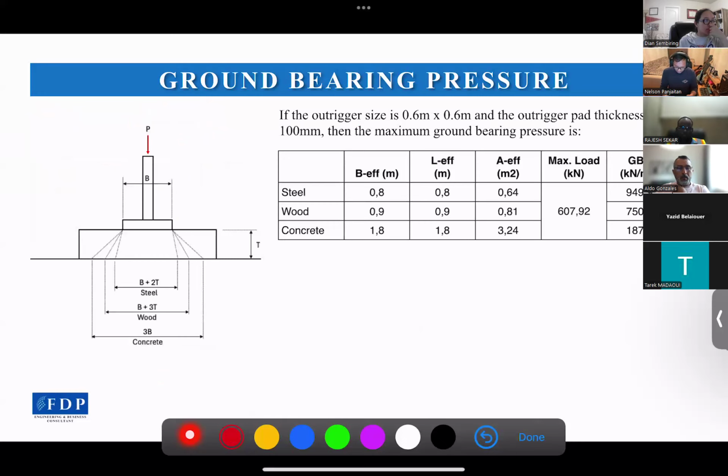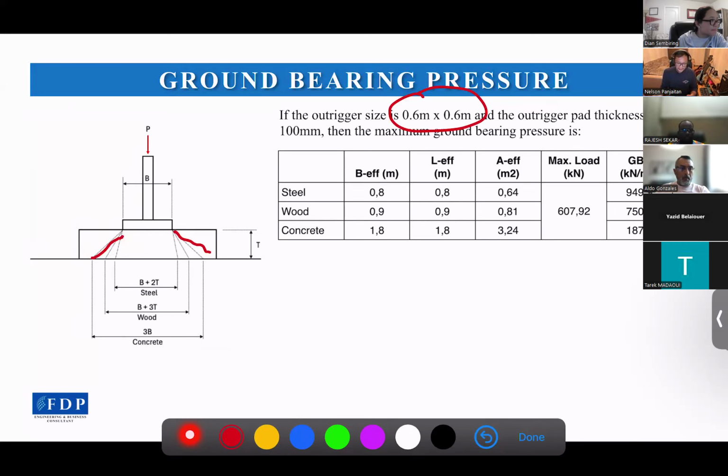Now, once we've got the outrigger forces, we can check the ground bearing pressure. It is simply done by using the formula force divided by bearing area. In this case, the size of the outrigger is 0.6 times 0.6 meters, and we put a 100 millimeter thick bearing pad underneath. So first, we need to find the effective bearing area, right? This is the effective length and the width.